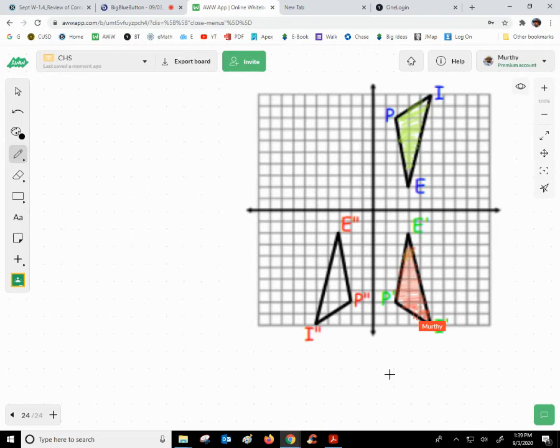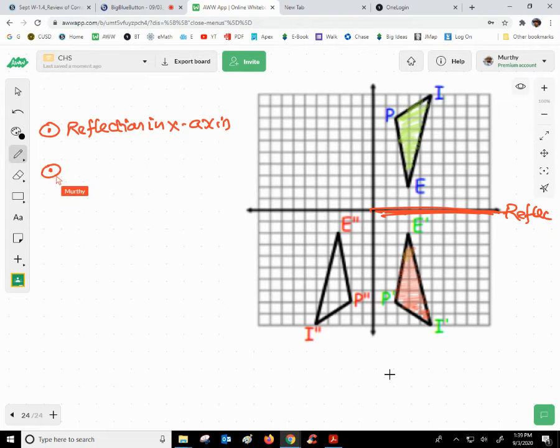And I see that the result is a reflection. It is a flip. Right? So this is reflected in this one. So the first transformation is a reflection in the x-axis. This is the first transformation.